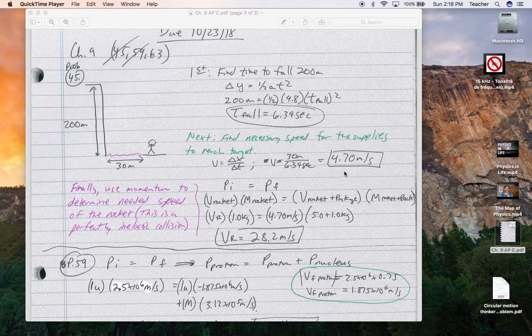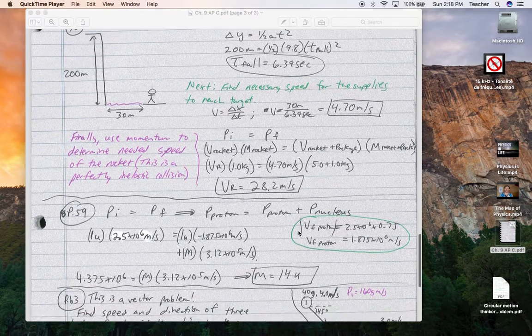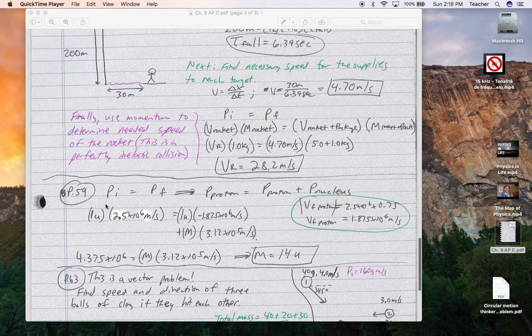So that's 4.7 meters per second. So you're going to use a rocket to impale this package and send it over there. Pretty hilarious. So the initial momentum of just the rocket should equal the final momentum of the rocket plus the package. I just can foresee so many problems with this. So anyhow, the rocket's only 1 kilogram. The rocket plus the package would be 6 kilograms. So that's going to end up being about 28 meters per second. A little over 28.